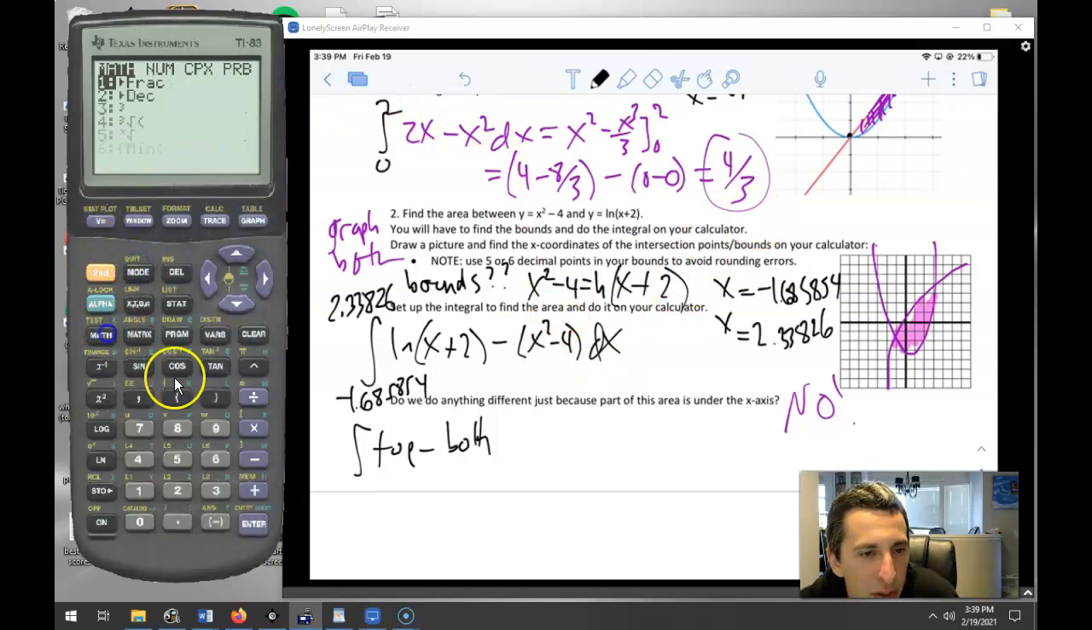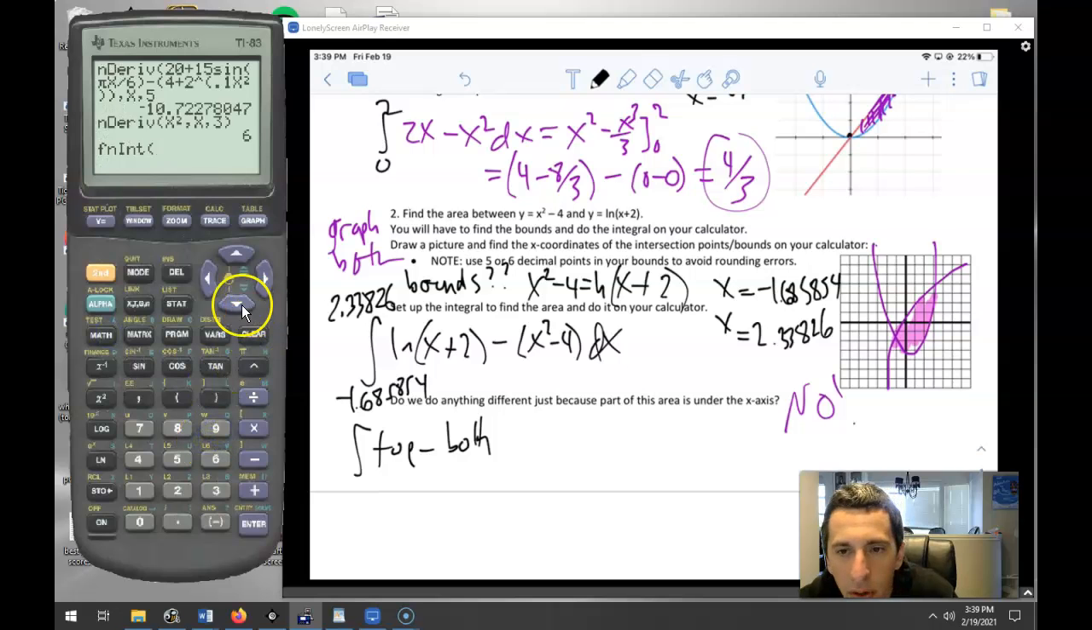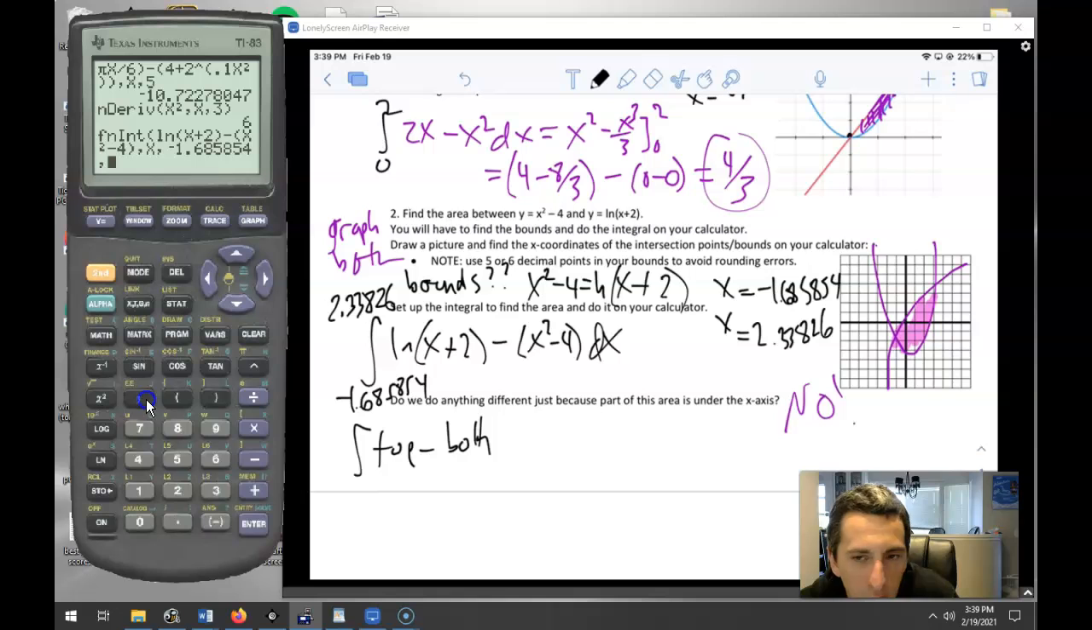And we'll go to the main screen, Math 9. We're integrating here natural log of x plus 2, and then we'll close the parentheses. And then make sure you put the whole second one in parentheses, the whole x squared minus 4. I guess you could distribute the minus, but whatever. All right, and we're integrating with respect to x, and my first bound is negative 1.685854, comma, and then the next bound is 2.33826.